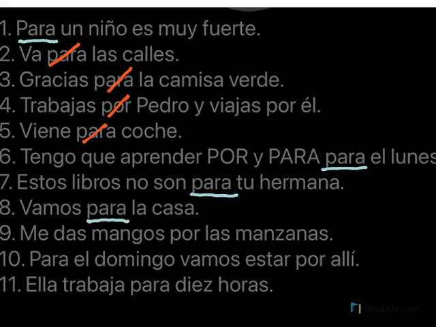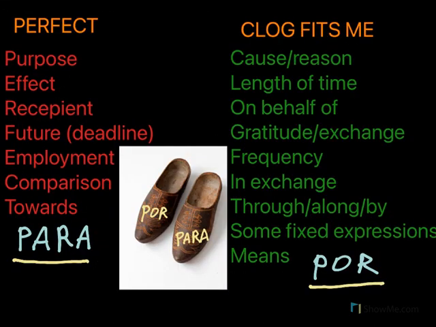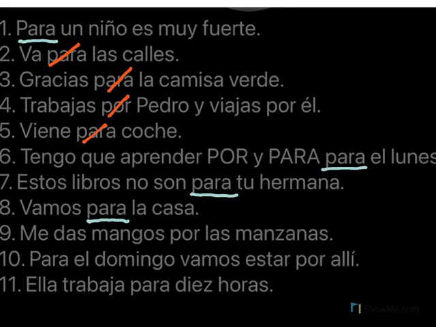Me das mangos por las manzanas. Mangos por las manzanas. Do you give me mangoes for the apples? You go here, you see here, exchange, that is correct. Exchange is used with por, therefore the sentence is correct. So it would be por las manzanas. That is okay.